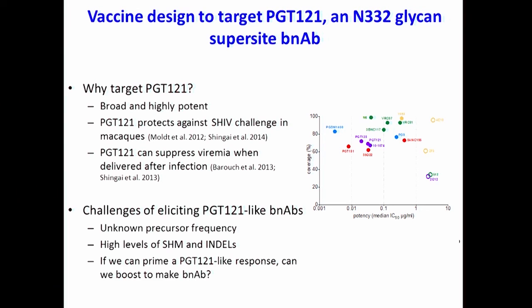Some of the challenges with this class of antibodies, though, is that it's unknown what the frequency of PGT121-like antibodies are in humans. So we're working really hard to answer that question, but it's still an unknown currently. And like most bnAbs, it has high levels of somatic hypermutation, and it has an insertion and a deletion. So we don't really know if we could target the germline of PGT121, would we be able to boost it to make it into a bnAb with all these unusual features?